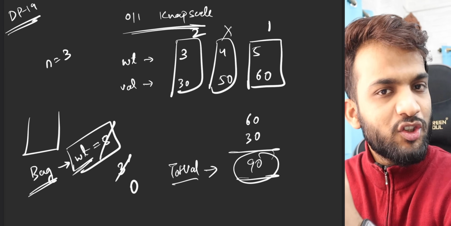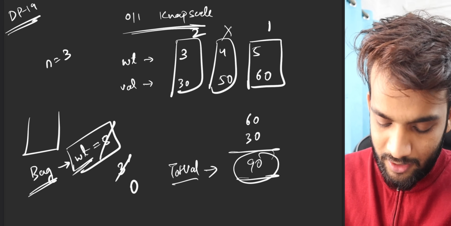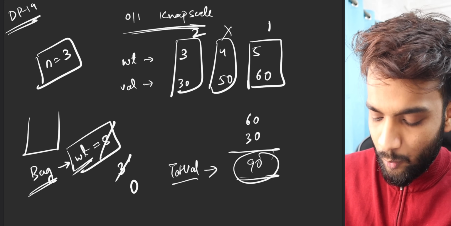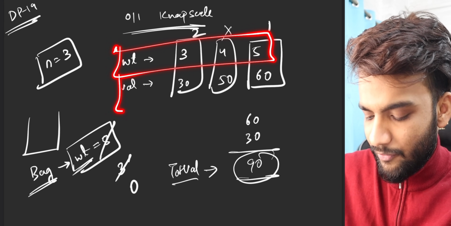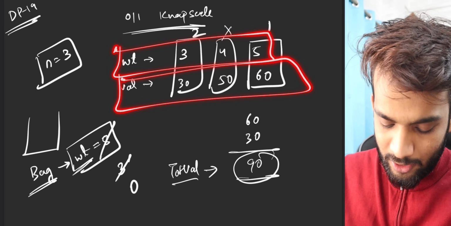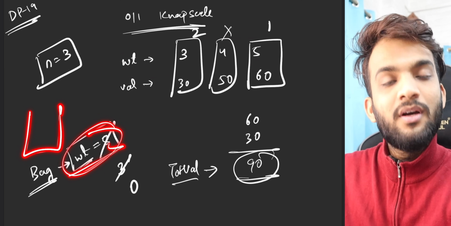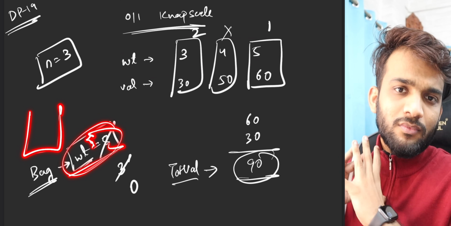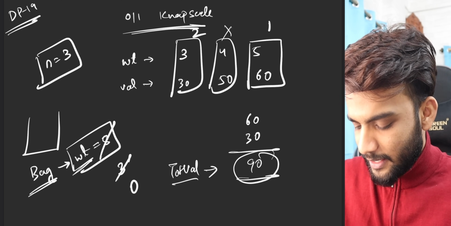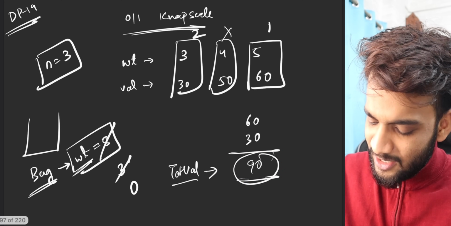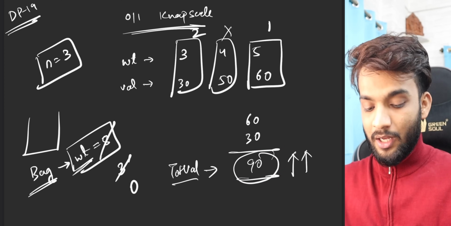So the question states you will be given n, you'll be given a weight array, you'll be given a value array, right? And you'll be given a bag with a weight. You have to steal things from the home in such a way that the total value is as maximal as possible.